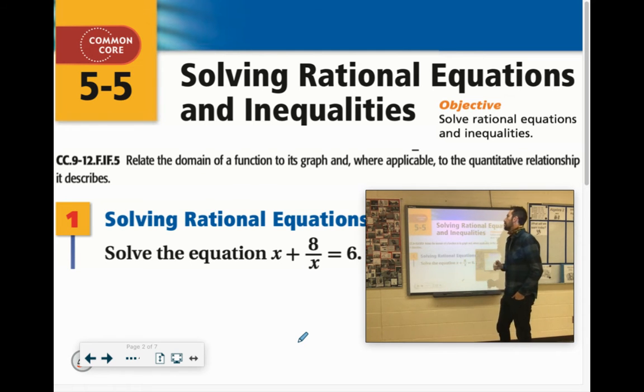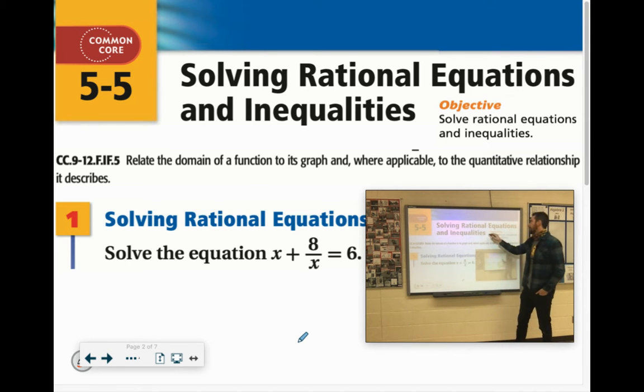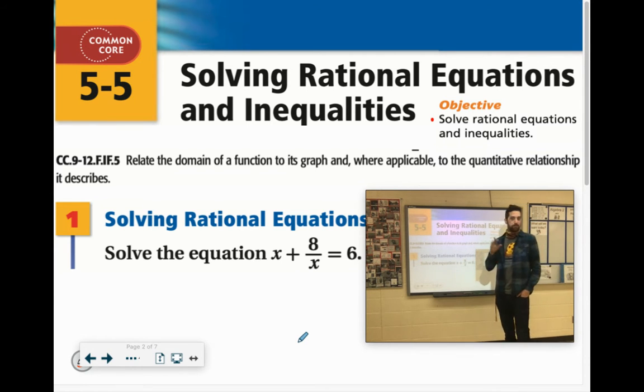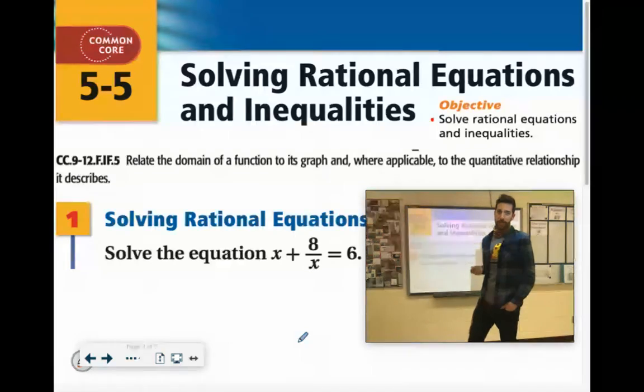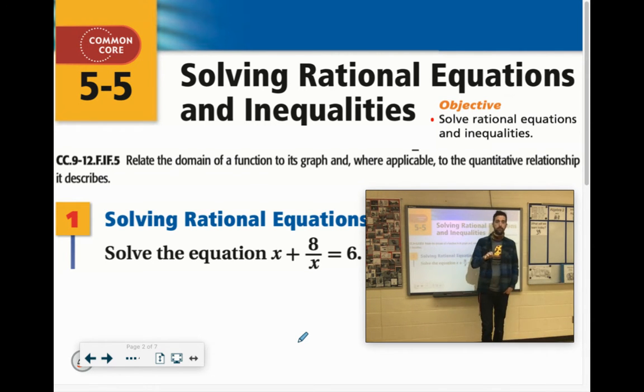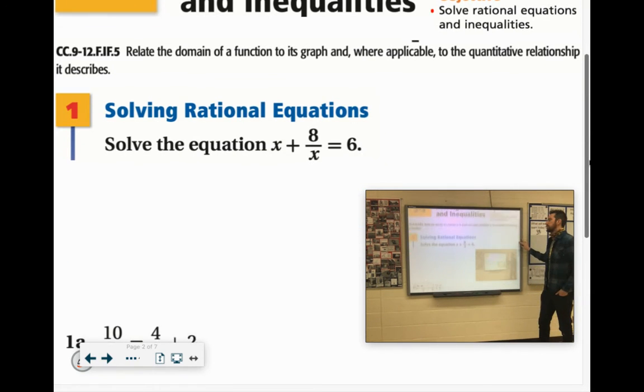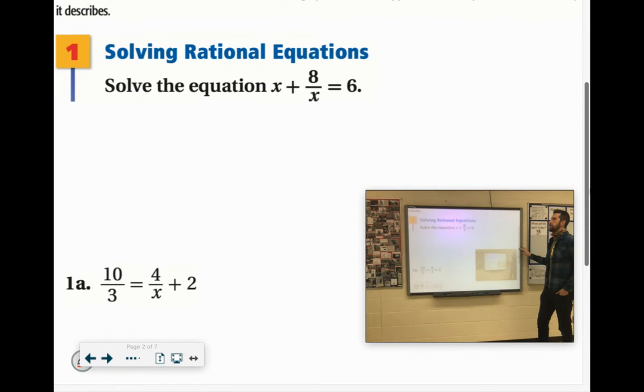Today we're doing 5-5, solving rational equations and inequalities. You already know from Algebra 1 that we've solved rational equations back in the day, and we're really going to focus on the equations today. So you know some tricks as far as solving multi-step equations.